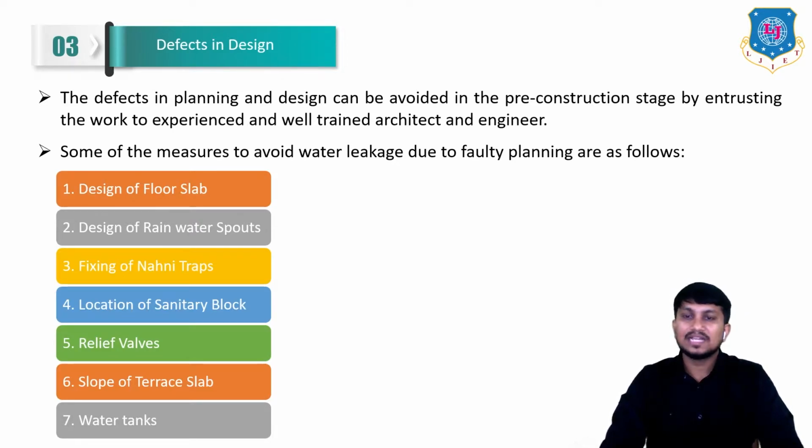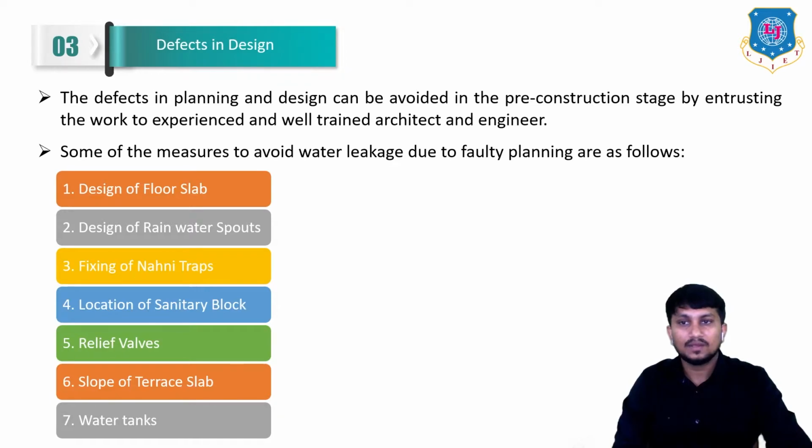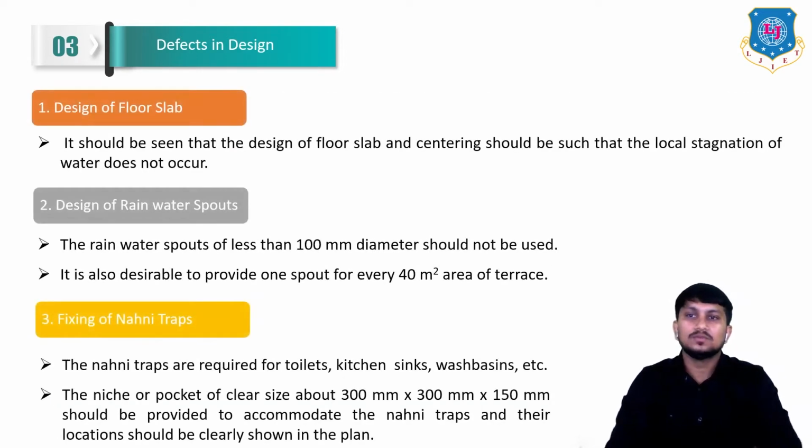Like first, design of floor slab, design of rainwater spouts, fixing of nanny traps, location of sanitary block, relief valves, slope of terrace slab, and water tanks. In this type of area, if you do proper design or planning, you can easily avoid the chances of water leakage in future. First is design of floor slab. It should be seen that the design of floor slab and centering should be such that the local stagnation of water does not occur.